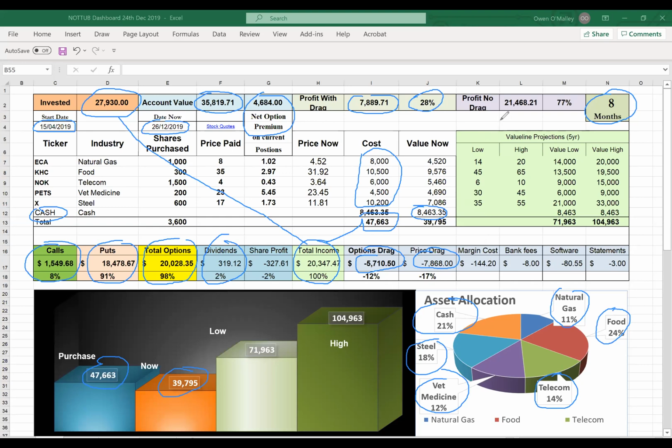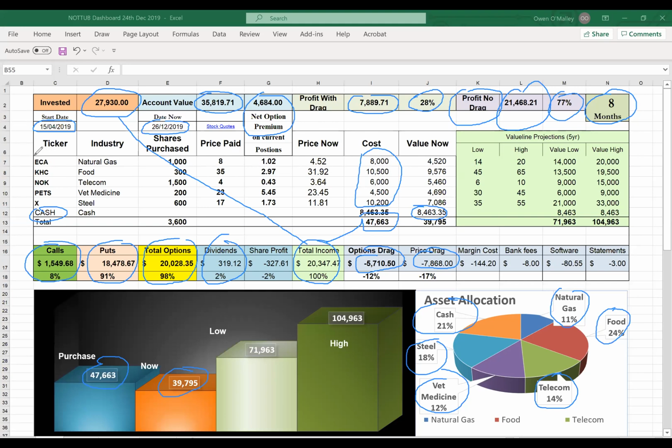If you take a look at the profit with no drag, and what profit with no drag means is that when the options that have a negative value have come to the end of their period, and the share prices will go back up to the price that was paid for the shares, that will bring another 21,000 profitability into the account, which will turn the profit with no drag into 77%.